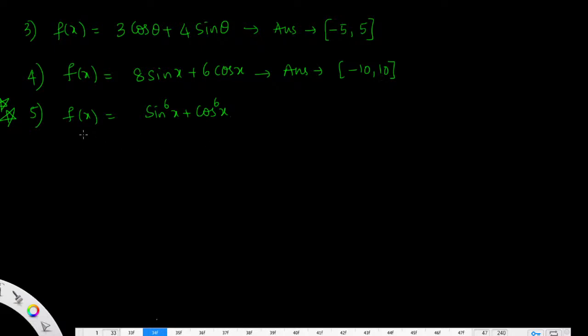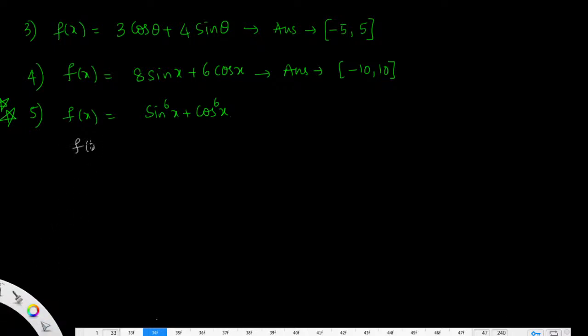Yes. Next, this is the most important question. It is already given in the examination in the mains model. F of x equal to sin power 6x plus cos power 6x. Yes, Manvita, fine. This is the important question. So, it is not in the proper a sin x plus b cos x form, so you have to convert that by trigonometry using our basic formulas.